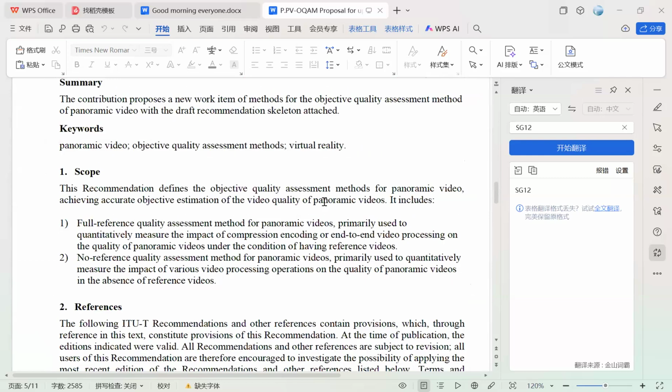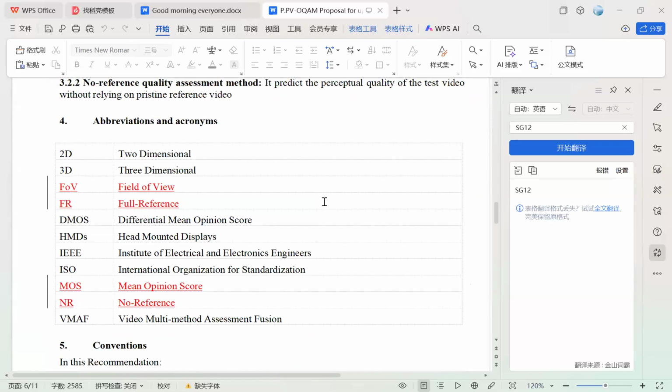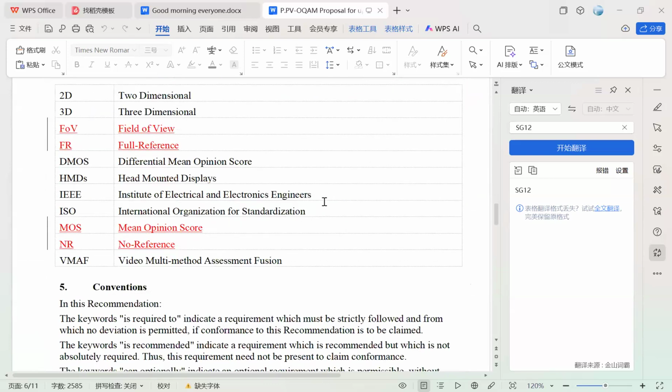And we go to section 4. In this section 4, we added some abbreviations, including FOV, FR, MOS, NR.